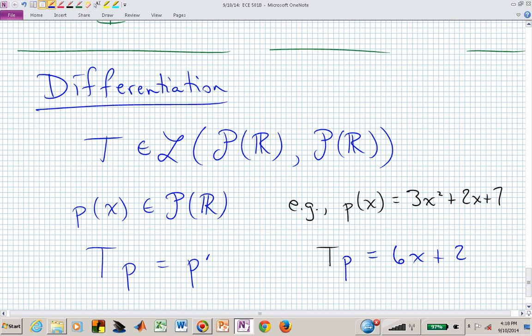Yes, so that's a good question. Given this form, T is an element of L of P of R, comma, P of R. It really doesn't tell you anything, does it? You really don't know what T is. T could be a multiplication by x squared, and it would fit into that. And that's one of the examples in the book.